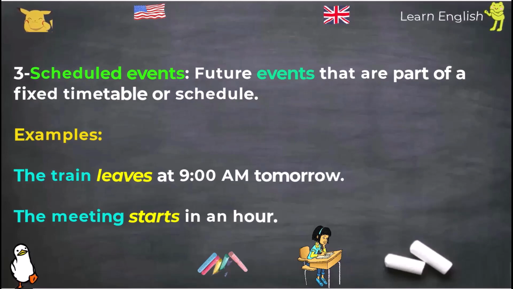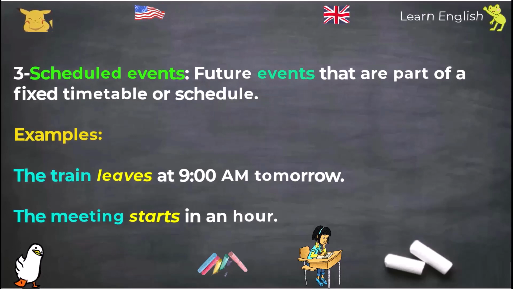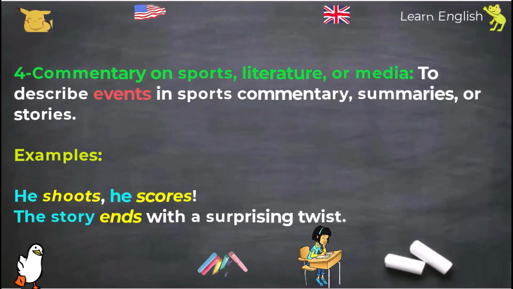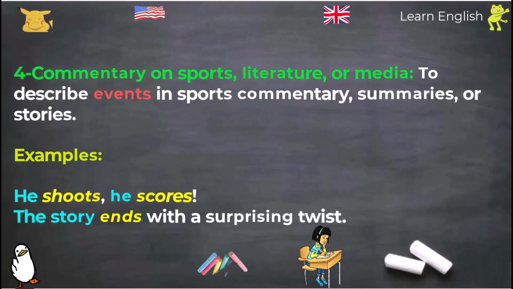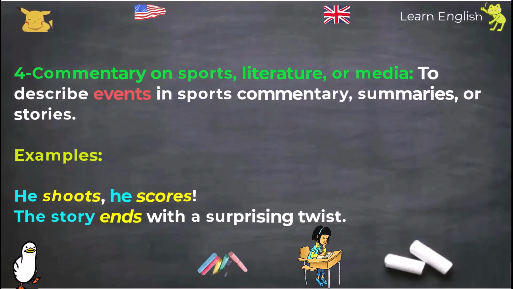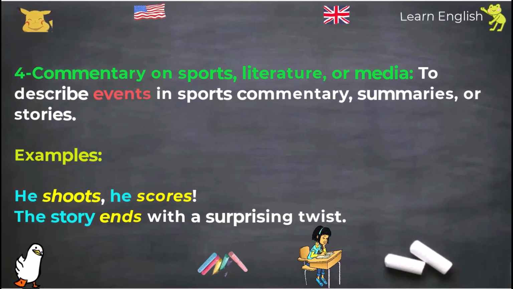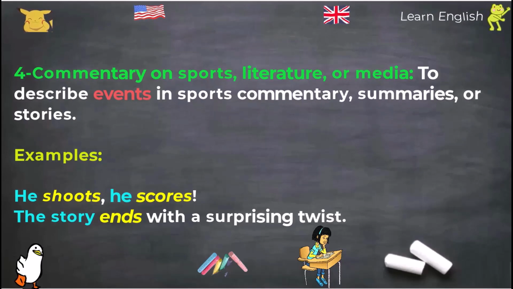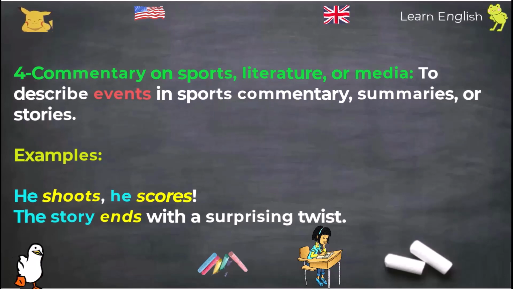Scheduled events. Future events that are part of a fixed timetable or schedule. Examples. The train leaves at 9 a.m. tomorrow. The meeting starts in an hour. Commentary on sports, literature, or media, to describe events in sports commentary, summaries, or stories. Examples. He shoots. He scores. The story ends with a surprising twist.